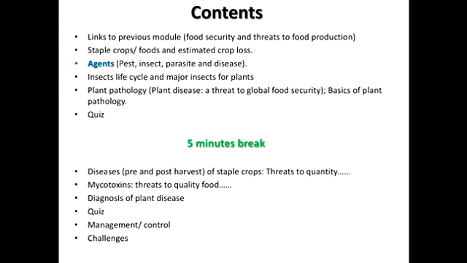And after that, there will be vast details of some of the major threats for security in terms of qualitative loss. And we will be discussing mycotoxins, which is a threat for quality. And how we can diagnose the disease, we will be discussing a little bit. And in between, there should be a few quizzes. And at the end, we will be discussing the management issues and some of the challenges that we need to address.